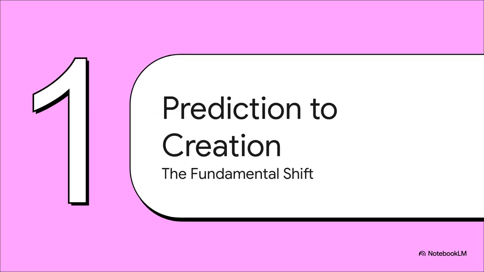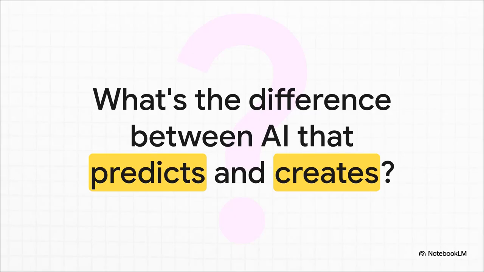Okay, Section 1. From prediction to creation. And honestly, if you only get one thing from this, get this. This single idea is the key to understanding generative AI, and believe me, it changes absolutely everything. So what are we really talking about here? This isn't just some minor software update, it's a whole new ballgame, a fundamentally new capability for machines. Let's really break down what that means.